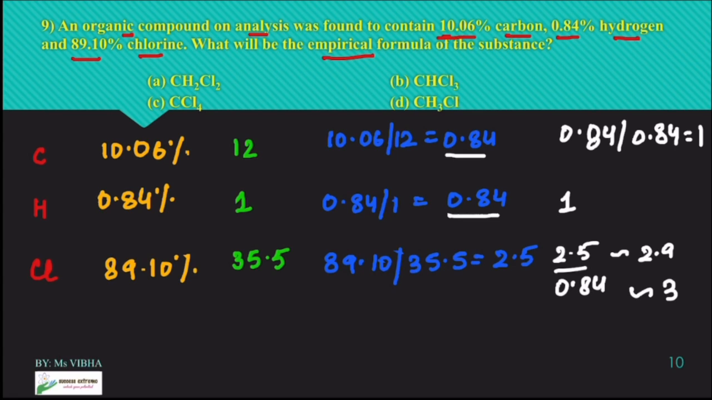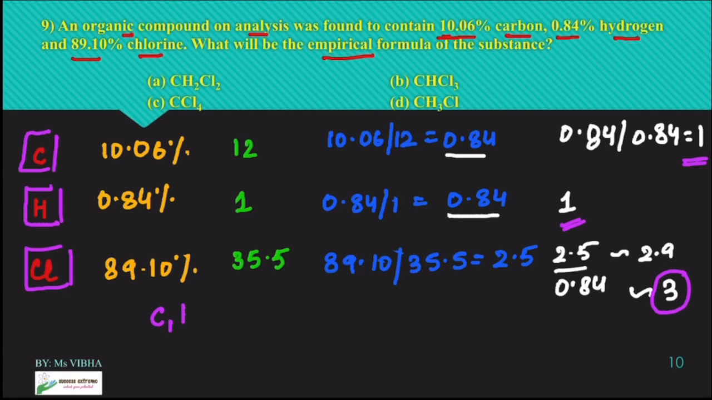Now we can see that the simple ratio for carbon is 1. The simple ratio for hydrogen is again 1. The simple ratio for chlorine is 3. So the formula comes out to be C1H1Cl3, or we can write it as CHCl3, which is nothing but option B.